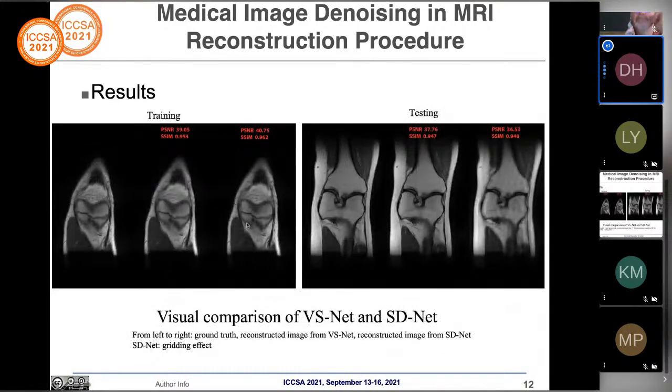This is also the visual comparison between the VSNet and SDNet for the training and testing part. You can see the PSNR and SSIM values are quite close together, but for the SDNet we can see the performance is a little bit better here. But for testing, we can see the SDNet has some gridding effect here, the stripe artifact here.